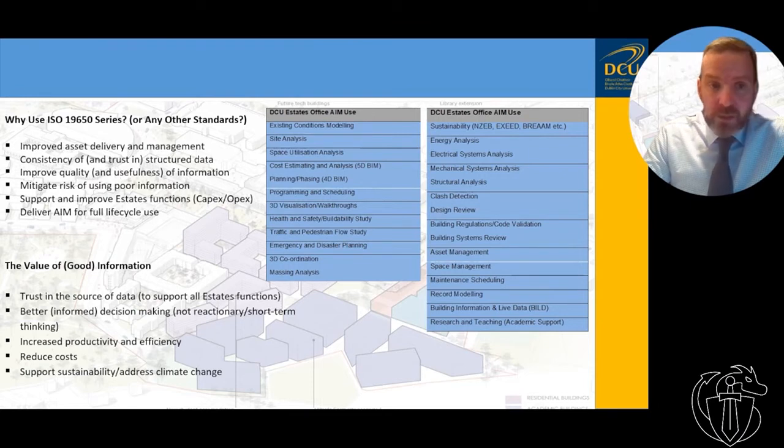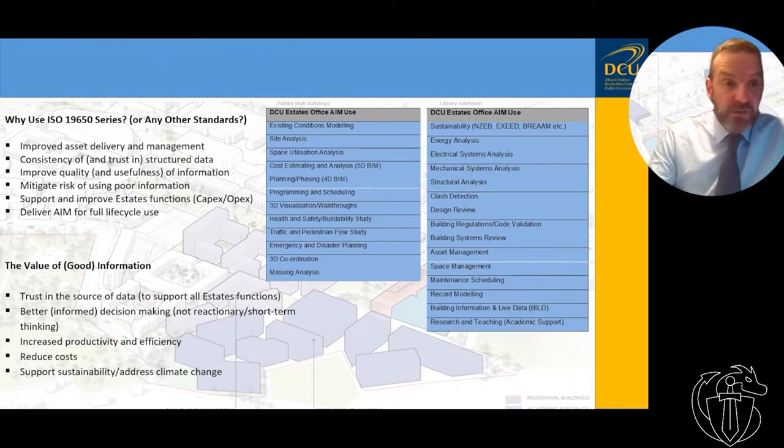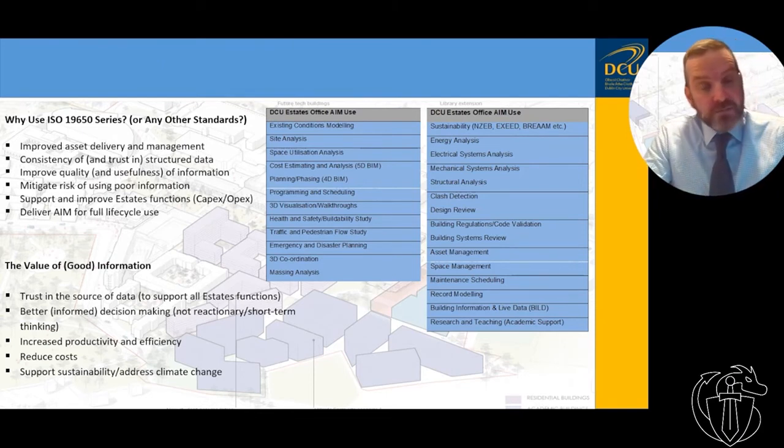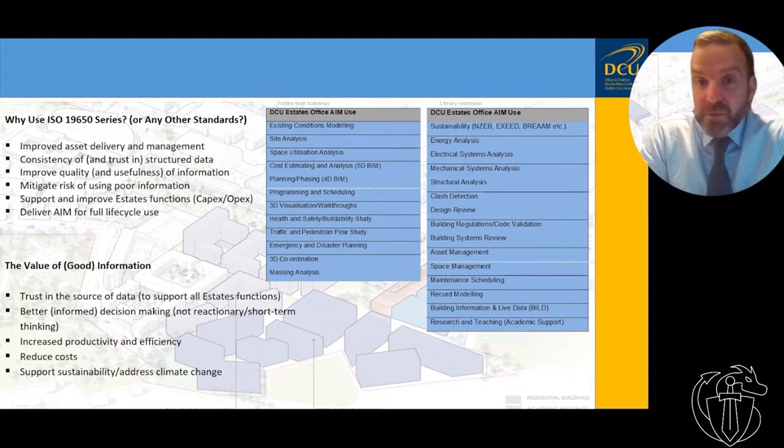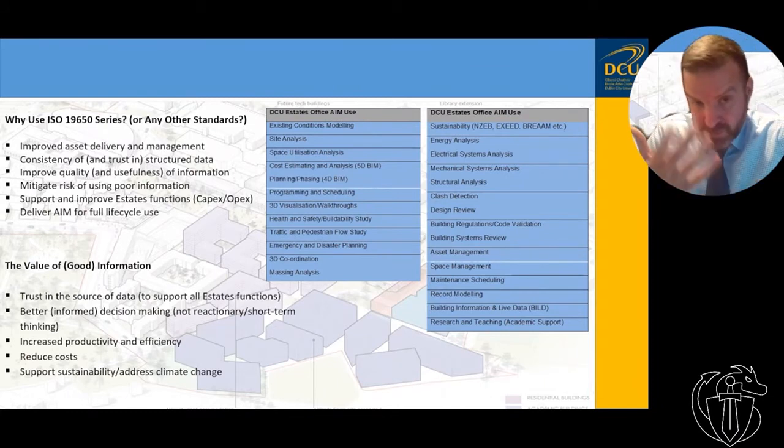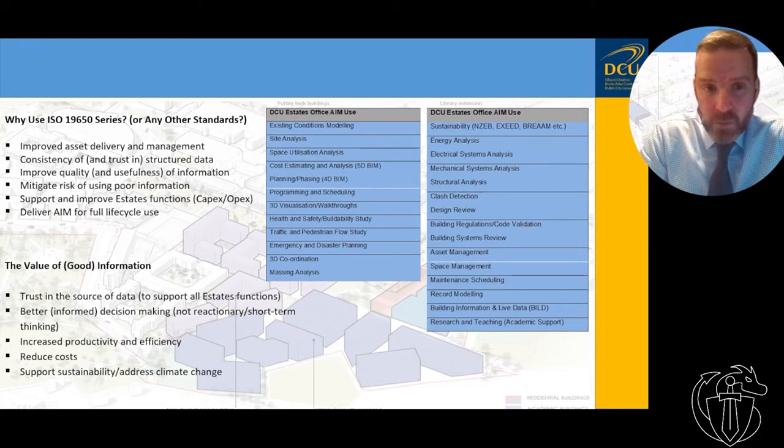We can increase productivity and therefore efficiencies, improved efficiencies. As previously stated, we can reduce costs, and we can also support sustainability and address climate change. DCU has won various awards in the area of sustainability and reducing our energy costs. We have some targets that have been set by government and the EU, which we're managing to meet and beat at the moment, and we want to be able to continue to do that.